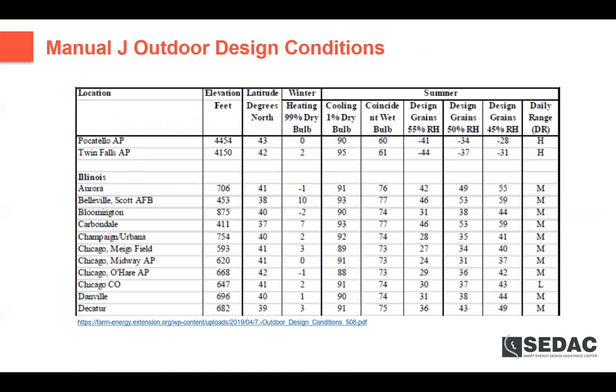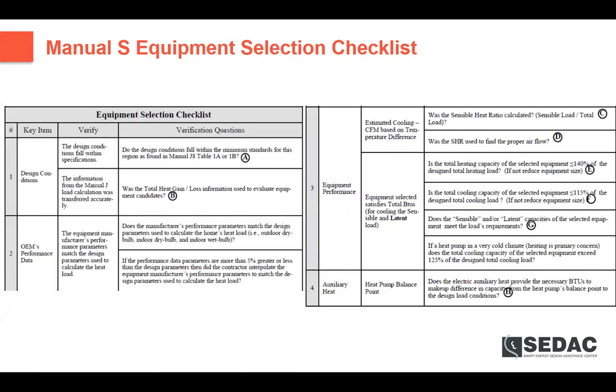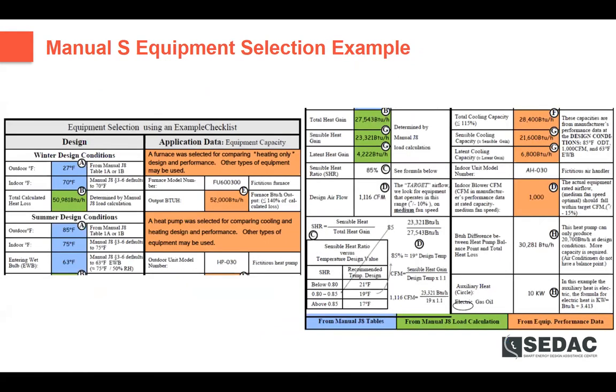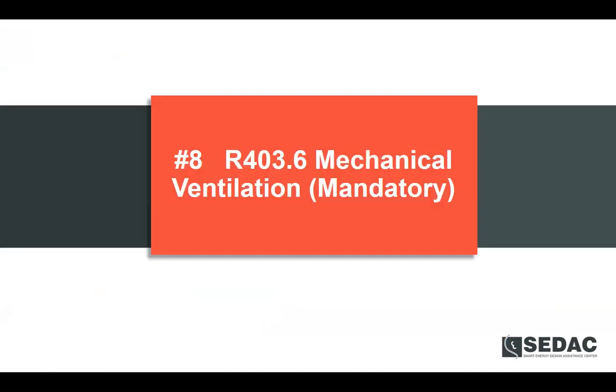Manual J has all the conditions that we need in our design process for outdoor design conditions, and it's very important to use the proper numbers. Otherwise, you may very well oversize your equipment. They have checklists for Manual S for selecting your equipment, and then worksheets also for deciding what size equipment you need, and so on and so forth. These are right out of Manual S, some of their examples in the book.